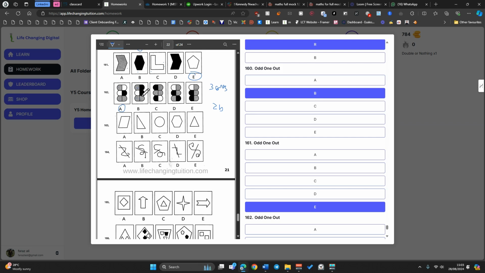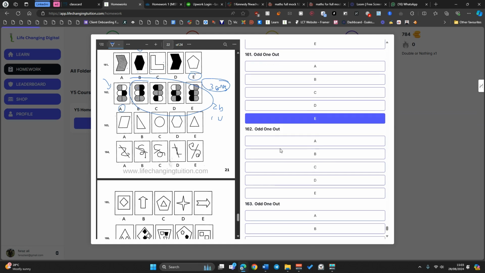You have to look for a rule that is similar between all of them. So 3 greys is in all of them, but then this idea of only 2 blacks and 1 white section is only a rule in 4 of these, and this is therefore odd. Okay, question 163.